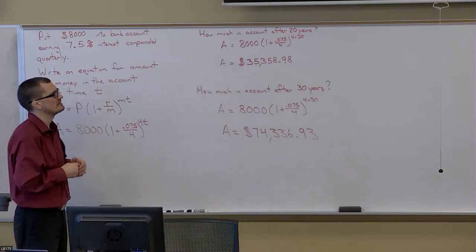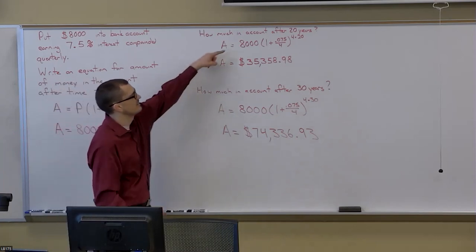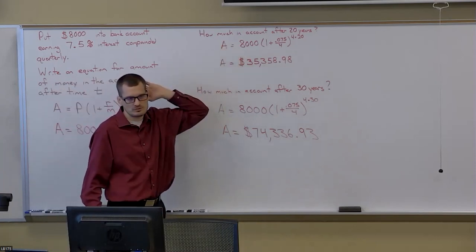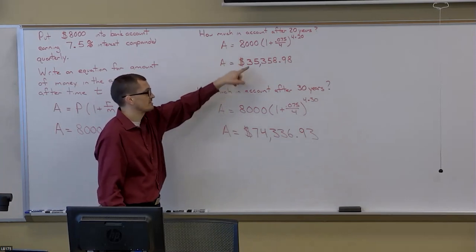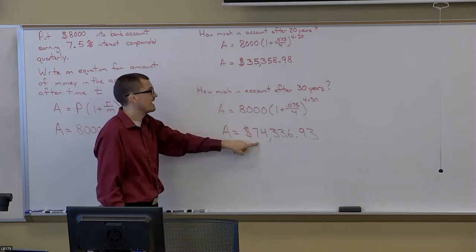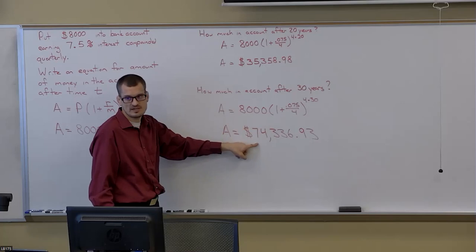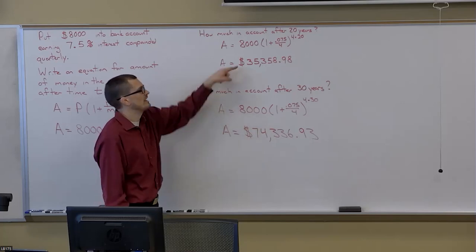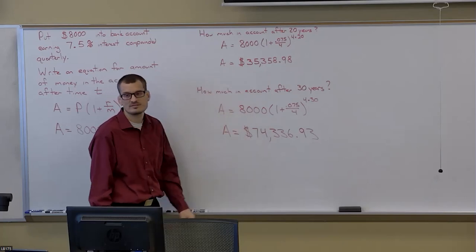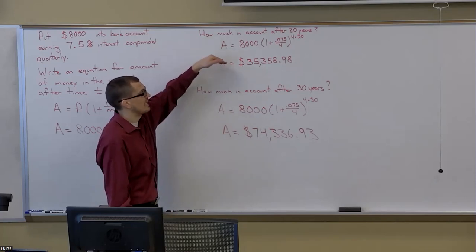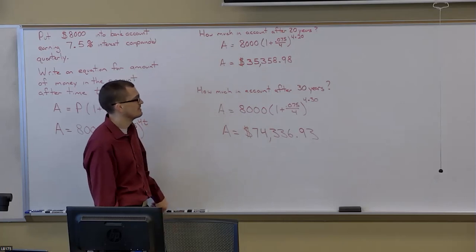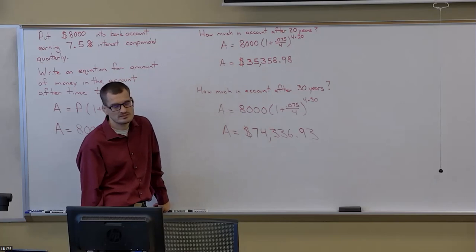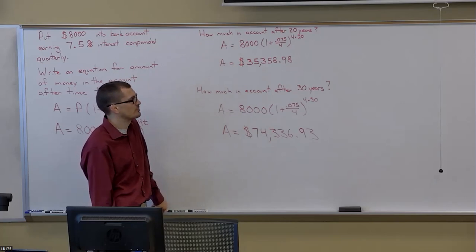By the way, if you notice, you went from 8,000 to 35,000 in those first 20 years. In the next 10 years, you gained almost 40,000, about 39,000. So your amount of gain in the last 10 years was more than you initially had after 20. So you more than doubled in those last 10 years. Okay. This is how interest works.